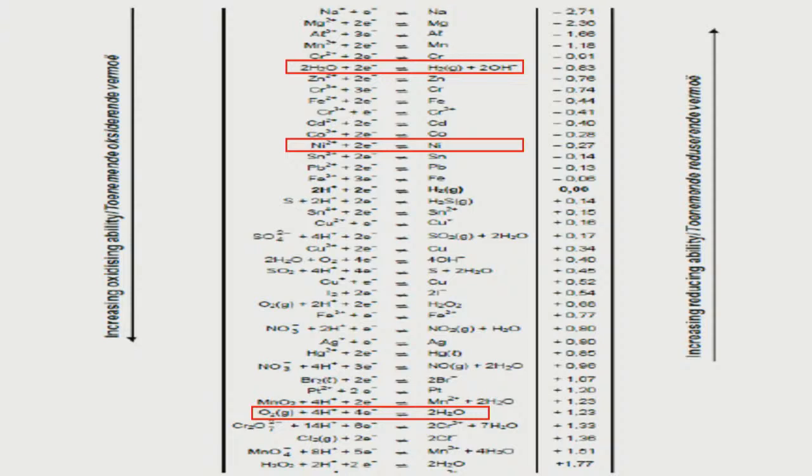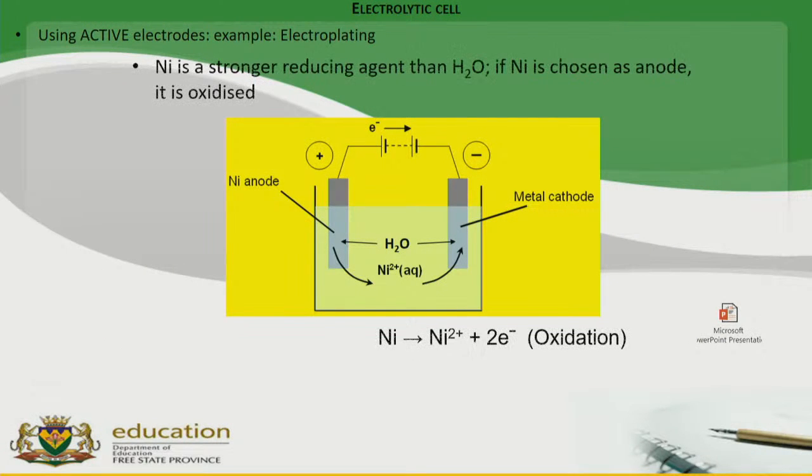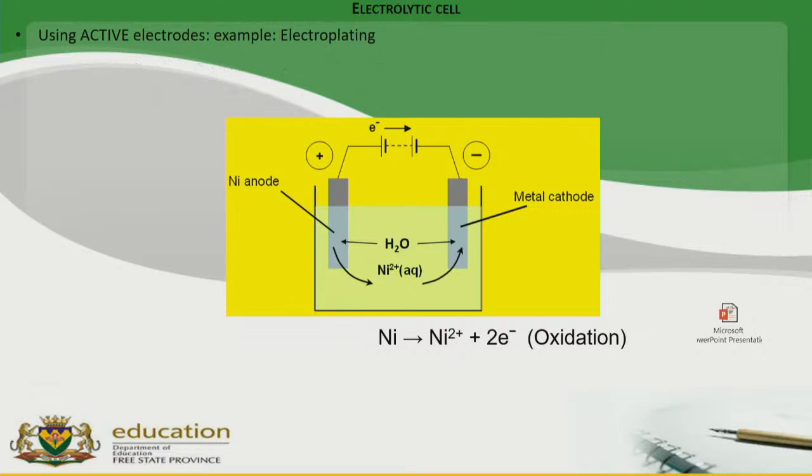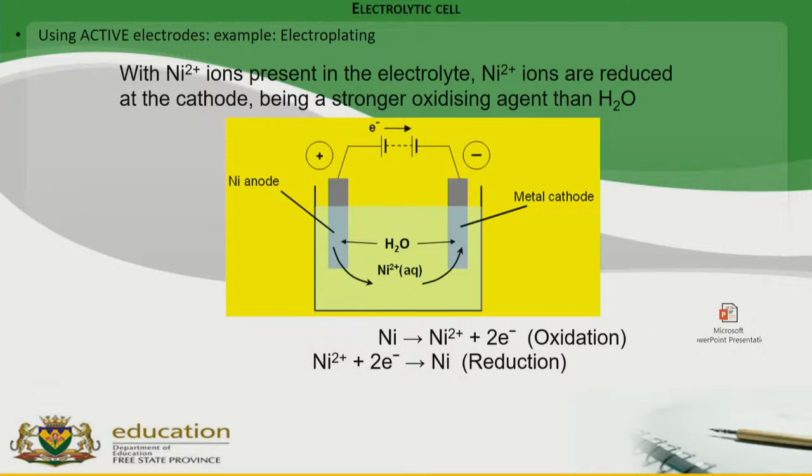You will see that nickel ions are stronger oxidizing agents than water. Therefore, nickel ions will undergo reduction. And then you will see that nickel is a stronger reducing agent than water. Therefore, nickel will be oxidized. Therefore, your half reactions will be: nickel will be oxidized at the anode, which is the positive electrode, and nickel ions will be reduced at the cathode, which is your negative electrode.